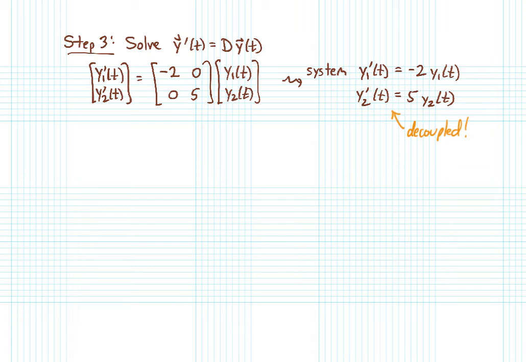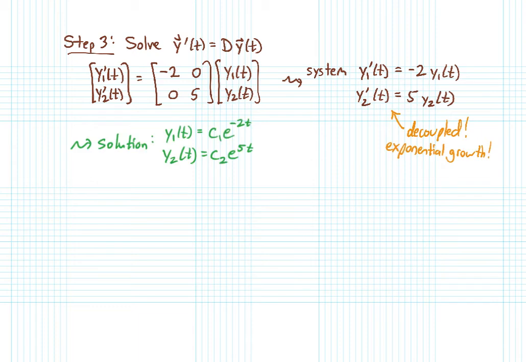One thing is that the equations are decoupled, which means that you have one equation that only involves y1, and another equation that only involves y2. So y1 and y2 aren't interacting with each other, and you can solve those equations separately. The other thing is that this type of equation, where you have y prime as a constant times y, is a very familiar equation. It's the equation of exponential growth, and so we know how to solve them.